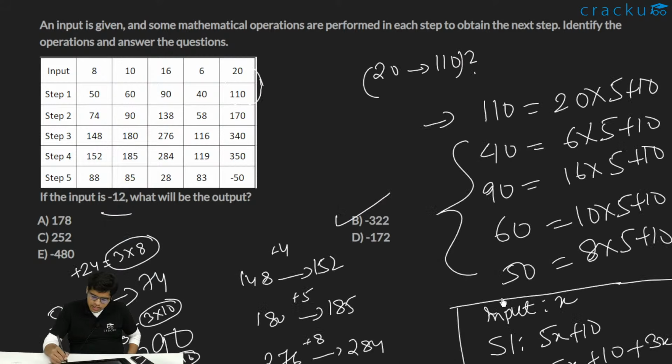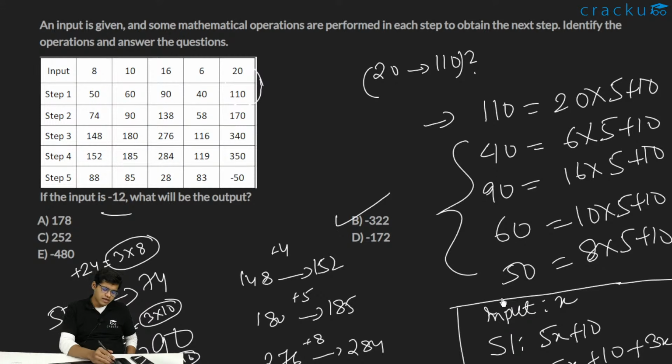Okay, so SG, the thing is this. I can see in step 1, the pattern is 5x plus 10, right? 8 5s are 40, 40 plus 10 is 50. 10 5s are 50, 50 plus 10 is 60. 20 5s are 100, 100 plus 10 is 110. So step 1, the pattern is 5x plus 10.